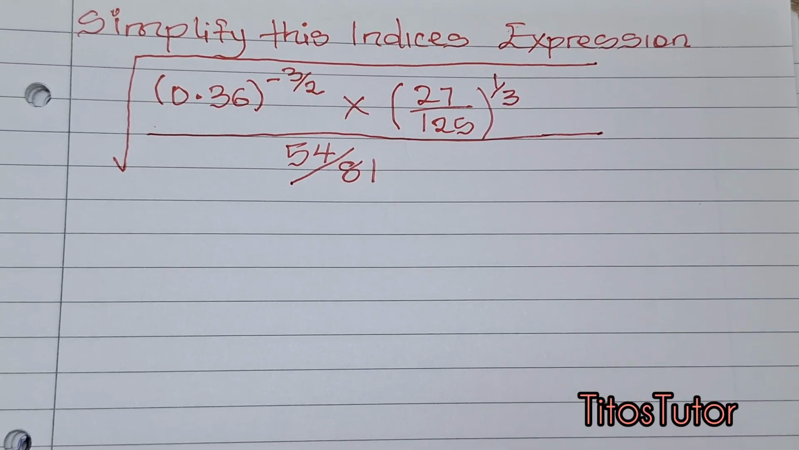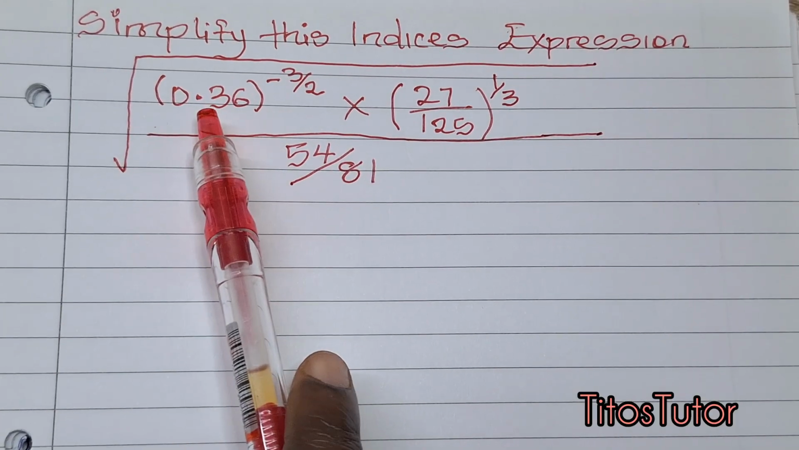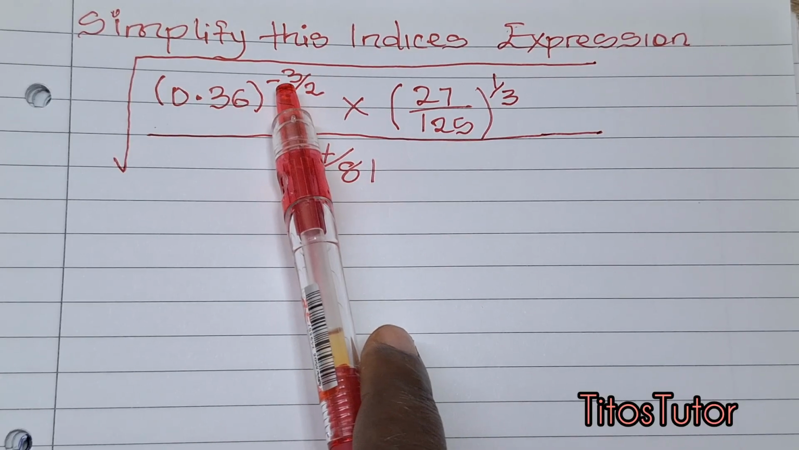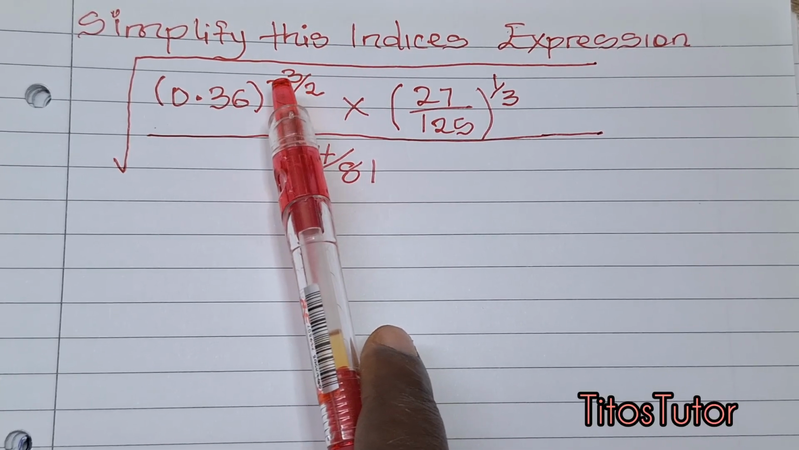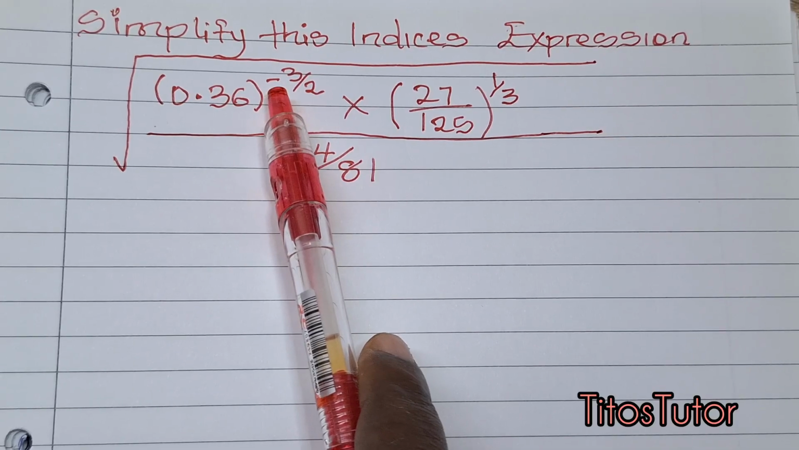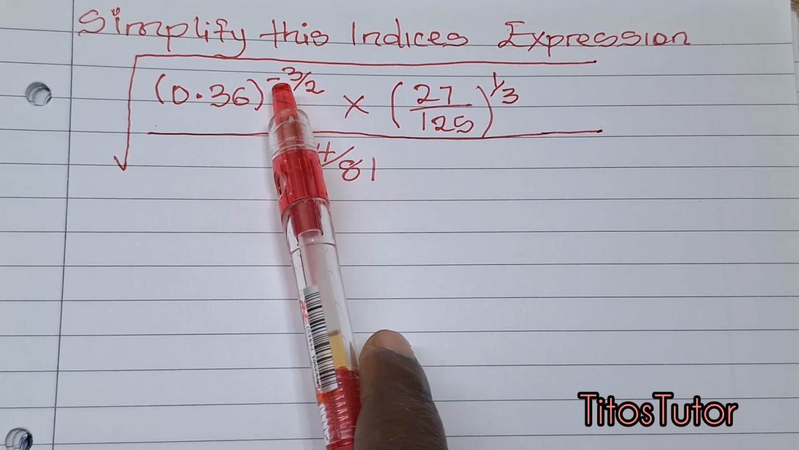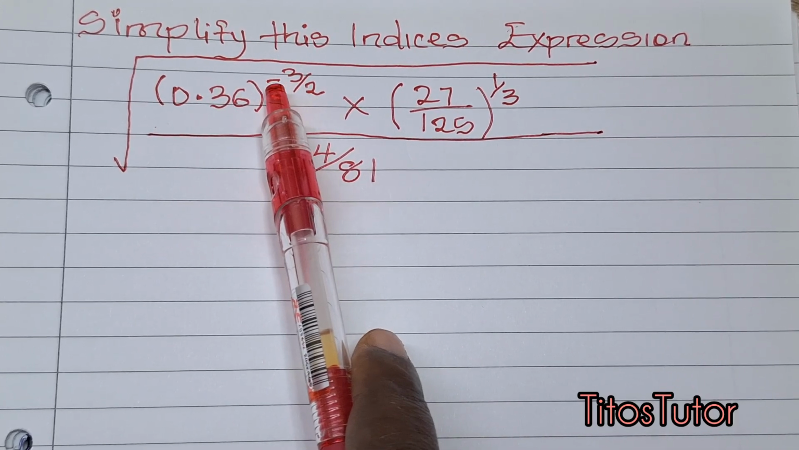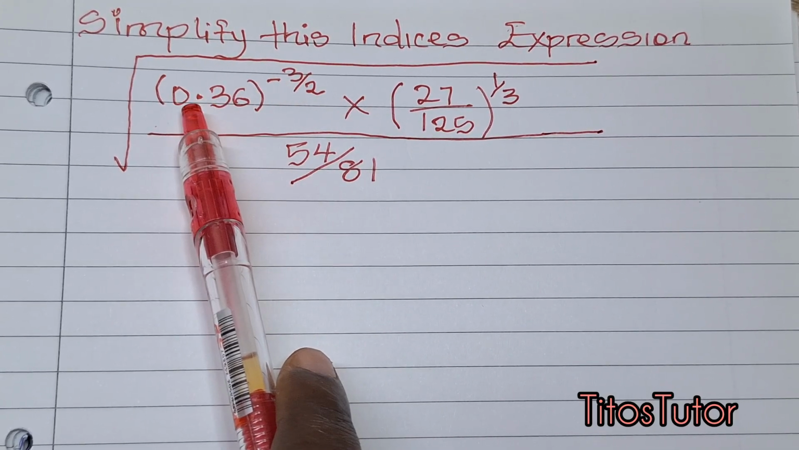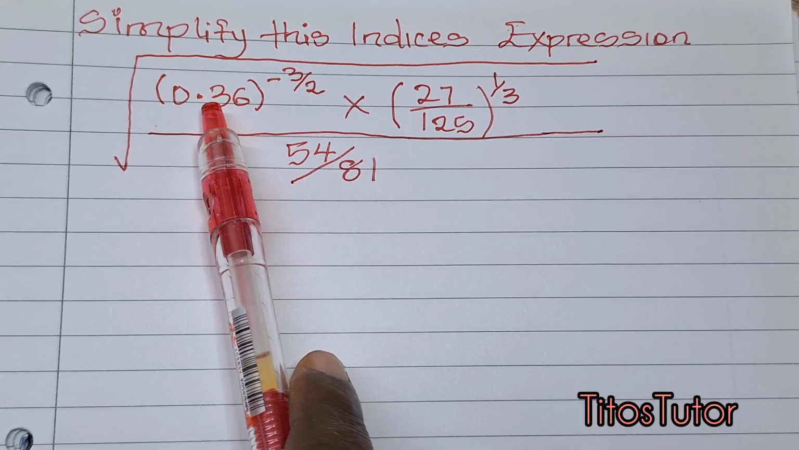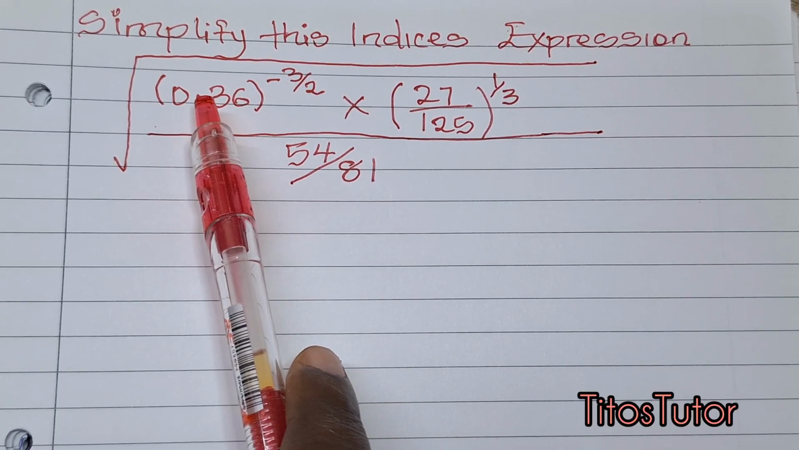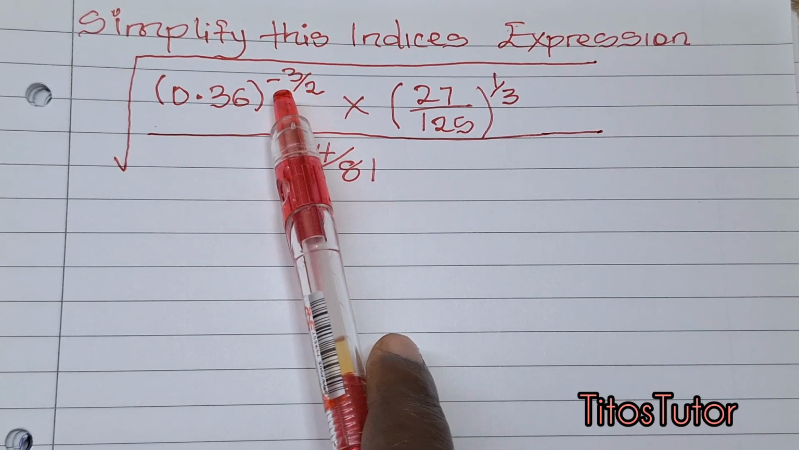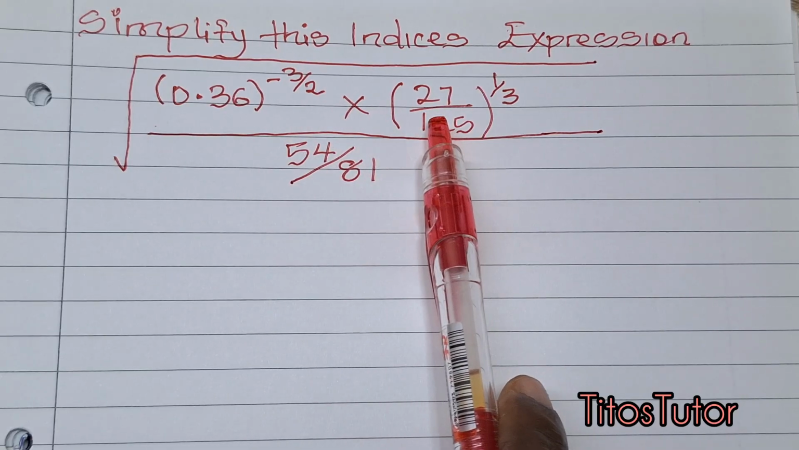Okay, this is the first thing we're going to do. See, this term has a decimal in it and a negative fractional indices. Remember that the negative law of indices says that when your power has a negative, you do the reciprocal of the base and the negative sign disappears. To get the reciprocal of 0.36, it's always better to have it in fraction. So we'll convert this decimal into a fraction, then we find the reciprocal to remove the negative indices. Then we go to the next term.